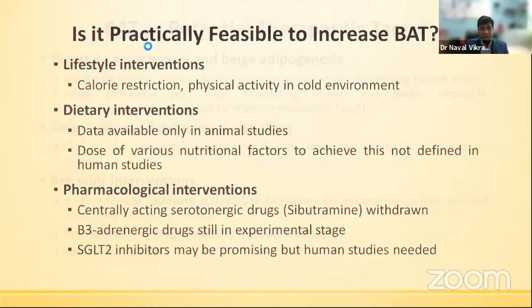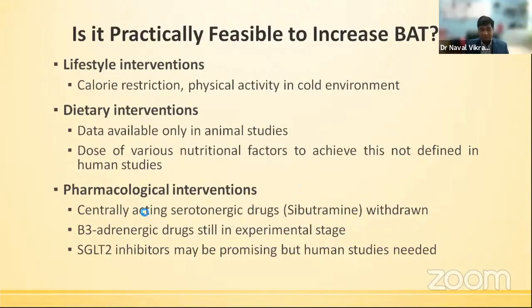Now, coming to the point: is it practically feasible to increase brown adipose tissue? I don't know. Lifestyle interventions like calorie restriction, physical activity in a cold environment, yes, it is possible if done properly, but it needs a very dedicated patient or a dedicated individual, I would say. The dietary interventions, as I mentioned, the various factors, the data is available only in animal studies. The dose of various nutritional factors to achieve this has not been defined in human studies so far.